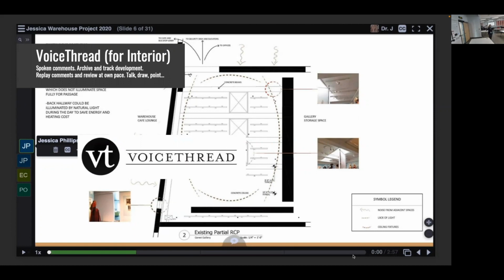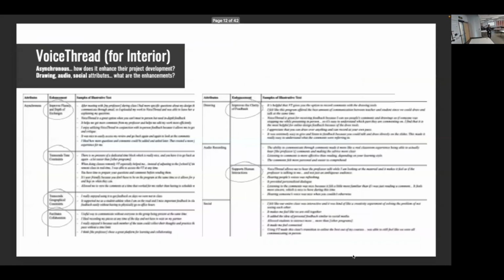So I've done a lot of studies with VoiceThread. Essentially, it's a space where you can talk, you can draw, you can point, it records what you're drawing when you're talking, and with a lot of good positive reviews from students. So some of the previous studies I've done, this is just kind of an overview, like what are the attributes of this program and what are the enhancements.